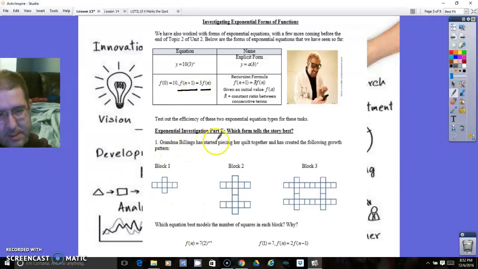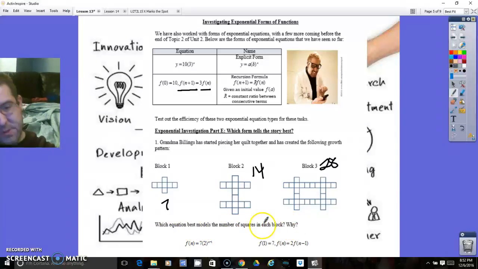Here, Grandma Billings has started putting a piece of her quilt together and has created the following growth pattern. It looks like we've got a different pattern here. We've got 7, then 14, and then 28. So clearly the pattern is times 2. The first term is 7, and every one after that is found by taking the previous and multiplying it by 2. So what are we trying to do? We're trying to figure out which equation best models the number of blocks in each pattern and why.